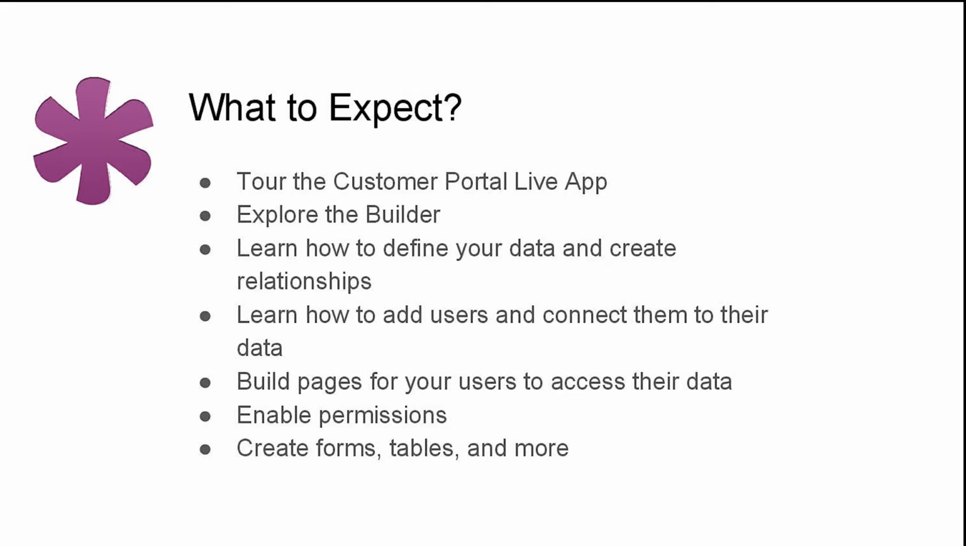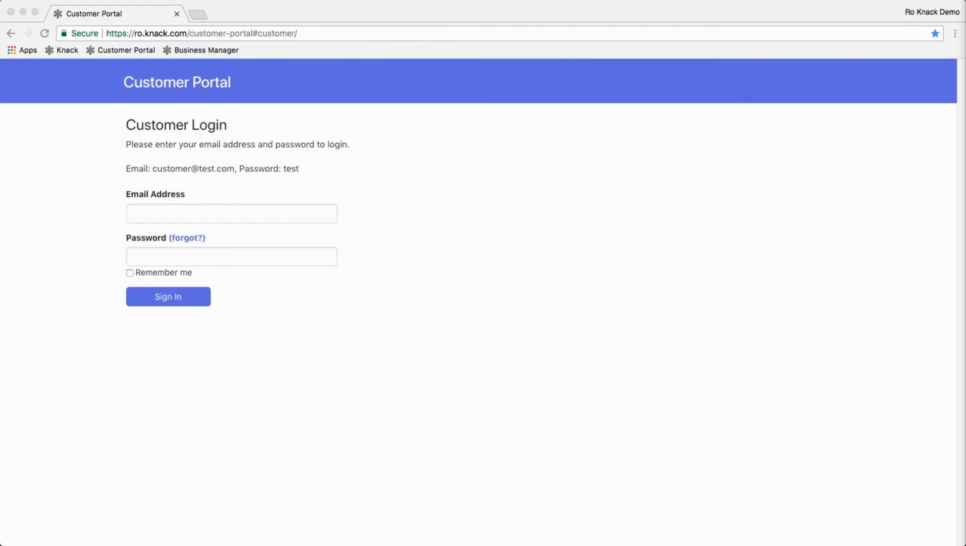So let's get started. Let's take a look at a live application. As mentioned before, we are going to be taking a look at the Customer Portal template app. With this app, customers can log in, they can view their service requests, they can submit new service requests, and they can view their invoices. So let's log into our app.